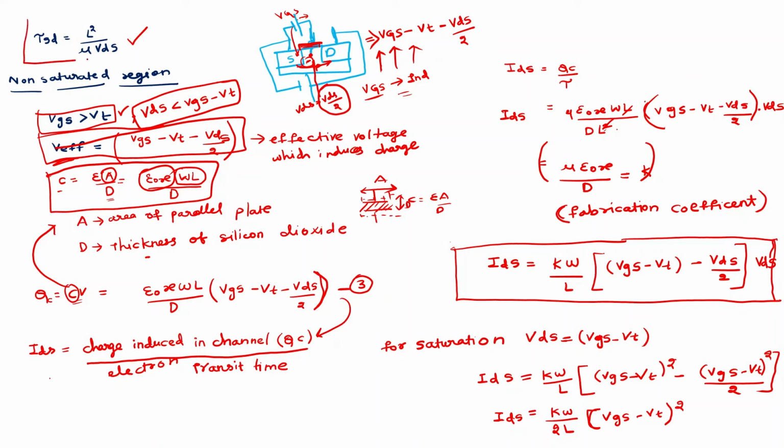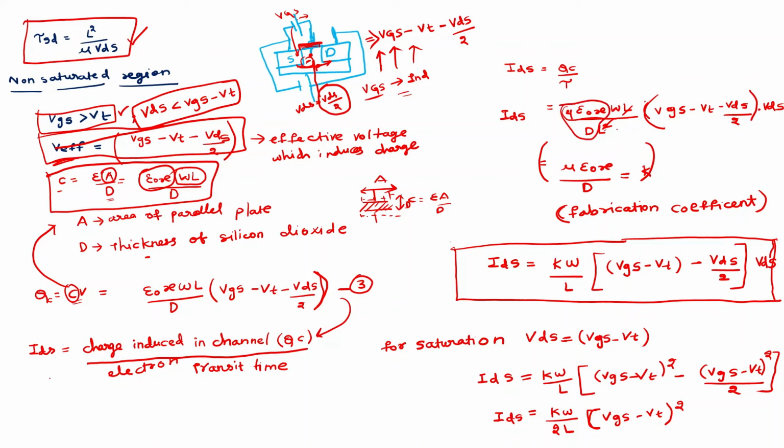We have already derived, you can see at the top, tau ST is equal to L square by nu VDS. So if you substitute these 3 in the numerator and this tau ST in the denominator, we will get IDS equal to QC by tau. That will be like this, and L and L will get cancelled. So this nu, epsilon and D, take these 3 things.